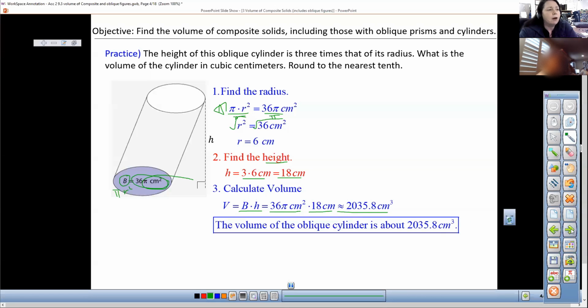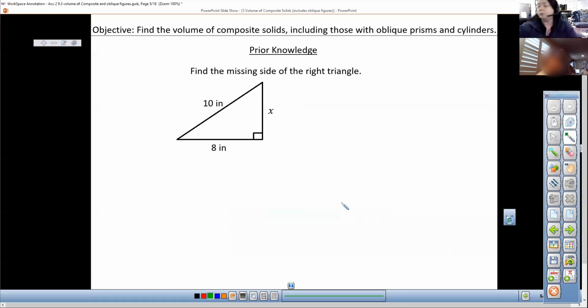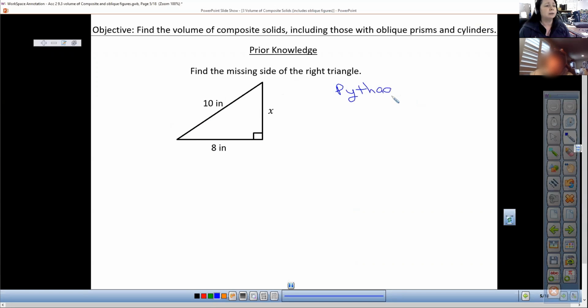All right, let's move on to the next one. For this one, we're going to stop and do a little bit of prior knowledge first, which is going to be necessary for us in some of our problems. Here we're being asked to find the missing side of the right triangle. Hopefully you remember that if we have two sides of a right triangle and want to find the third, we use what is called the Pythagorean theorem.